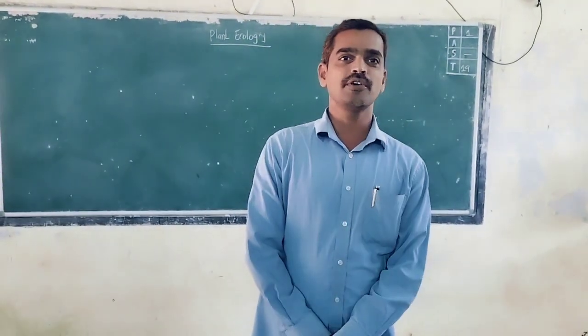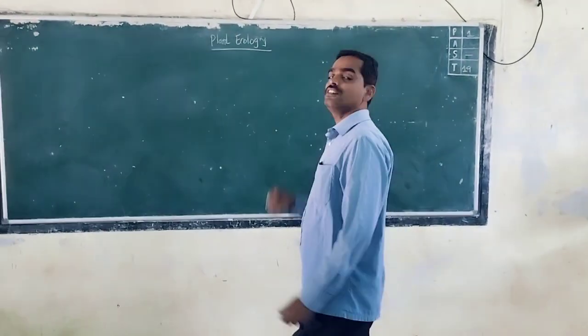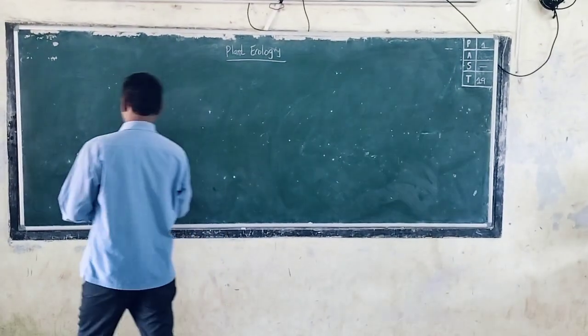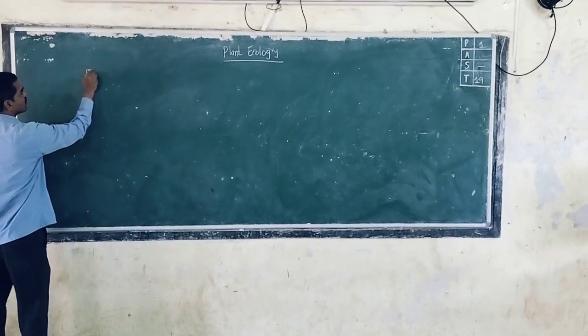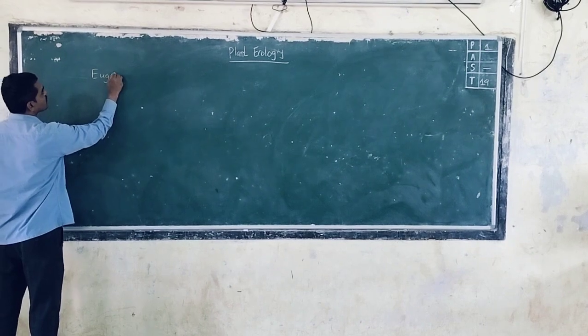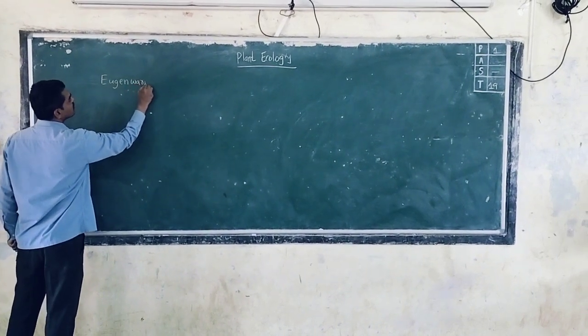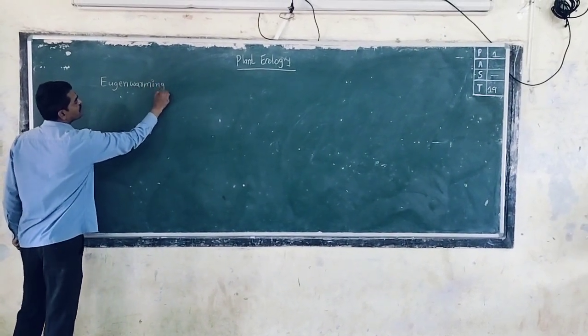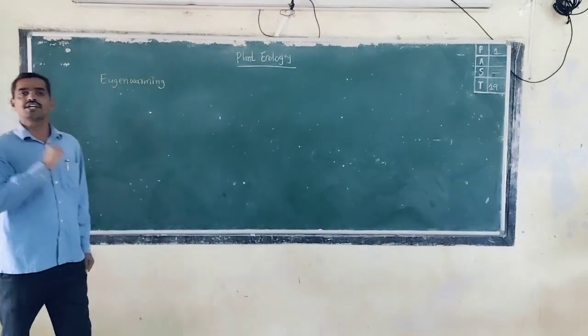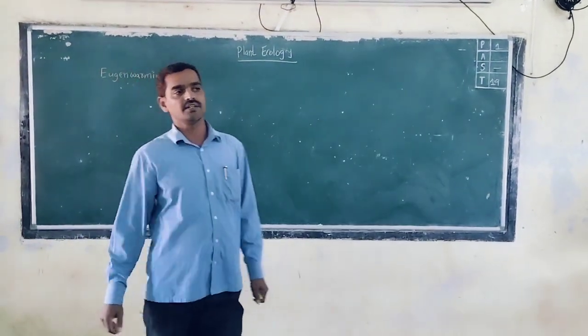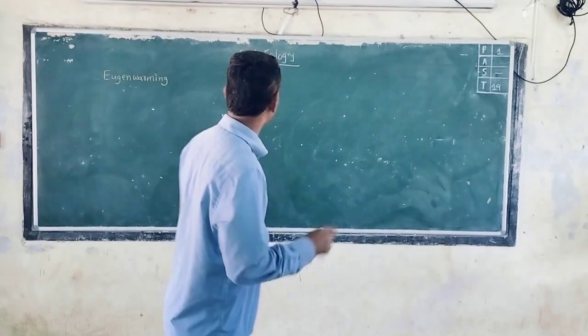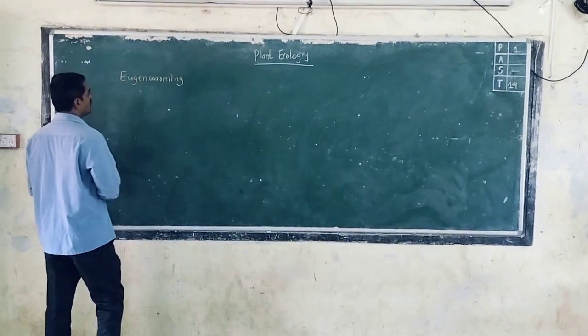So today we are discussing plant ecology. According to Ian Warming, the scientist, plant communities are generally divided into three types. So what are the three types of plant communities?